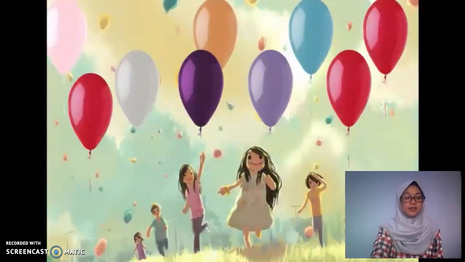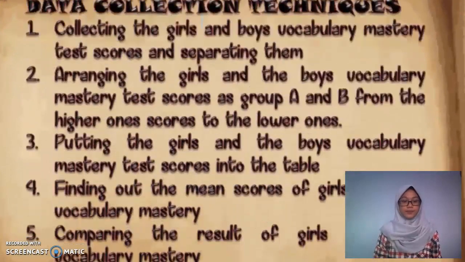And next one is data collection technique. As you see, guys, there are 5 types of data collection techniques, whereas the first is collecting the girls' and boys' vocabulary mastery test scores. After that, the researcher arranges the girls' and the boys' vocabulary test scores. After that, the researcher puts the girls' and the boys' vocabulary test scores into the table. After that, the researcher finds out the mean score. And the last is comparing the results of girls' and boys' vocabulary mastery.